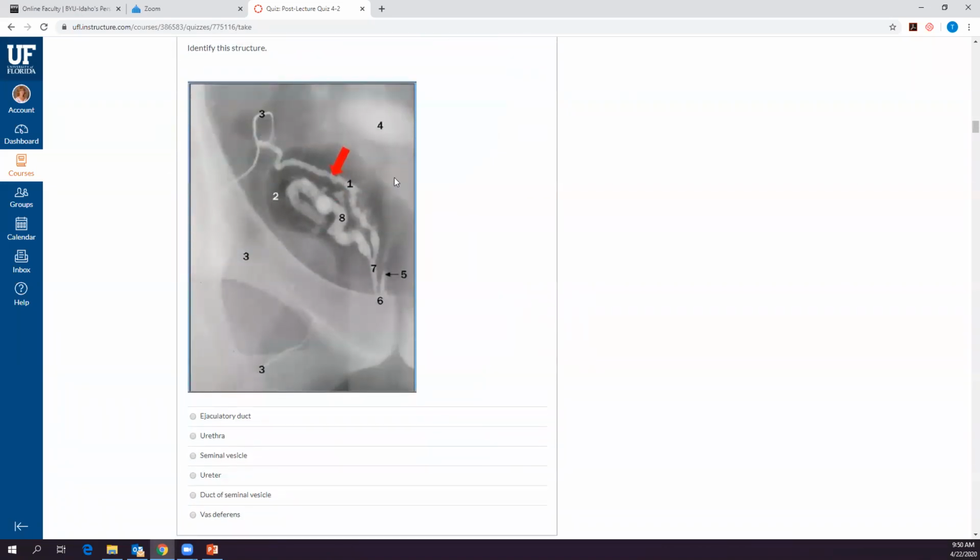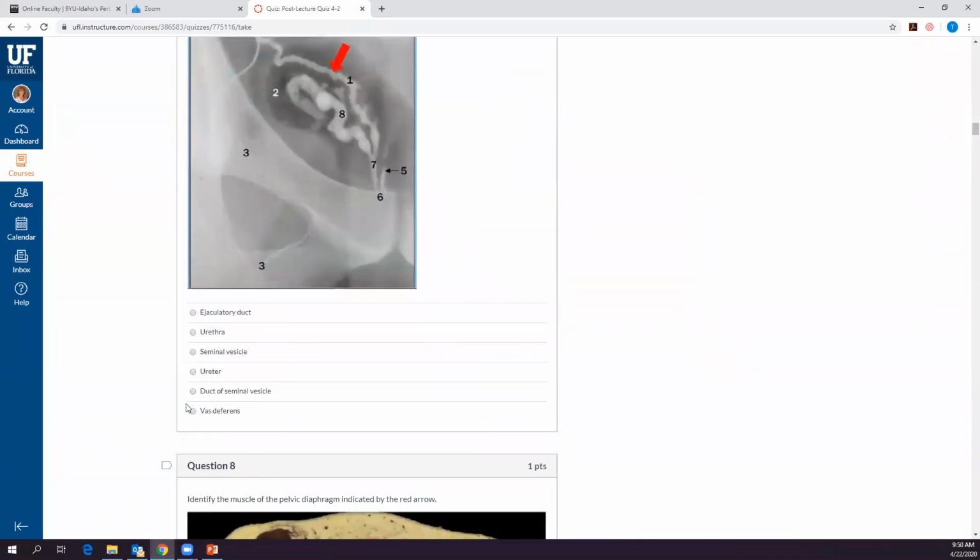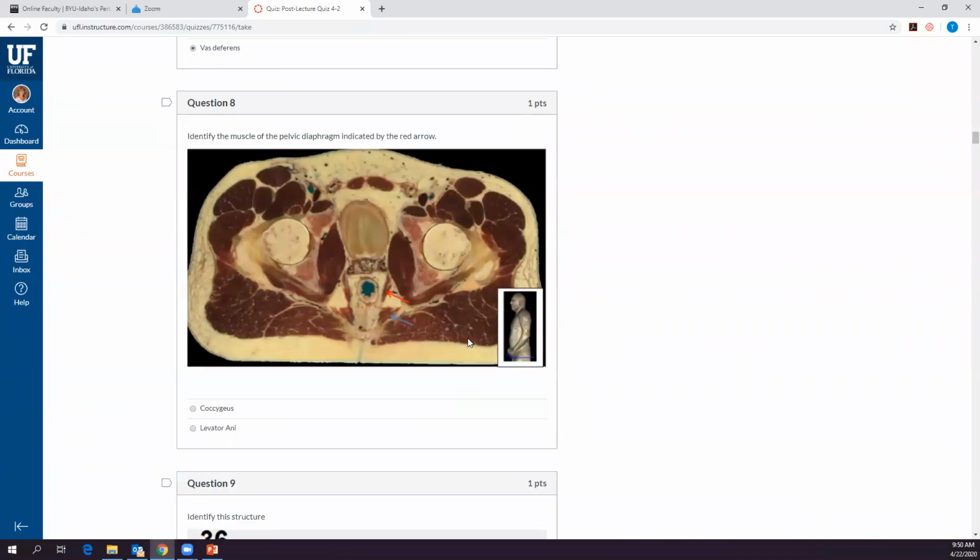This is a vas deferens here in a contrast CT. What they did was inject dye so that it would go into both the seminal vesicle and the ductus deferens. So that's vas deferens. Levator ani. This is going to form the floor of the pelvic cavity right here. These two muscles, levator ani and coccygeus.